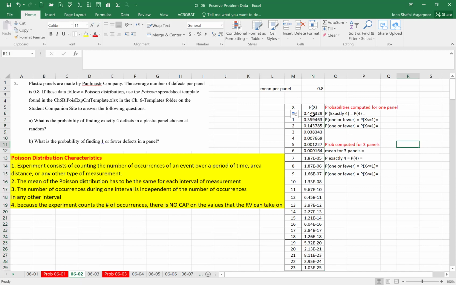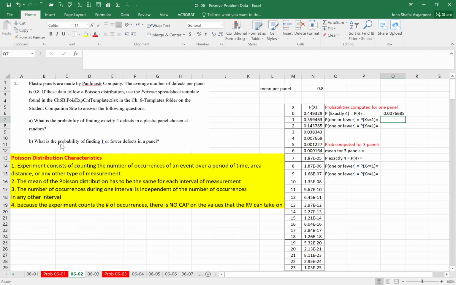All right, so now we're ready to answer our questions. What is the probability of exactly 4? Exactly 4 is over here, and I'm going to put that over here, so that equals 0.0077 almost, which is rounded here. Okay, now keep in mind that it says what is the probability of finding exactly 4 defects in a plastic panel, so that's only for one panel.